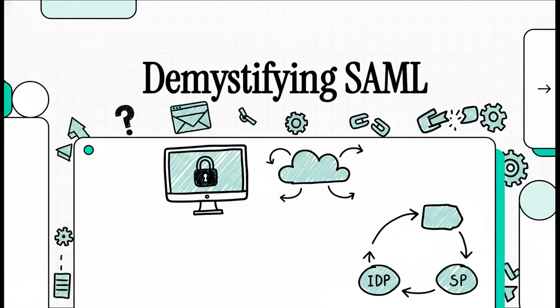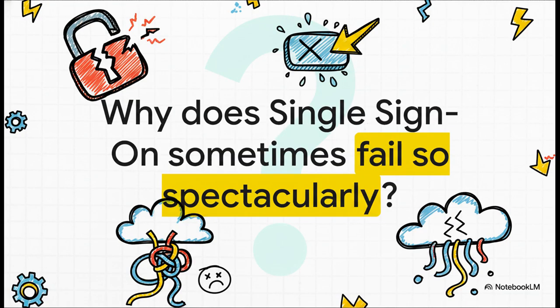So today, we're going to pull back the curtain on something called SAML. It's the tech that powers all those seamless logins, and by the end of this, you'll be a troubleshooting pro. I mean, we've all been there, right? You click a button, you expect to get right into your app, and nope, you get hit with some bizarre error message. So what gives? Why does something that's supposed to be so simple sometimes fail so spectacularly?